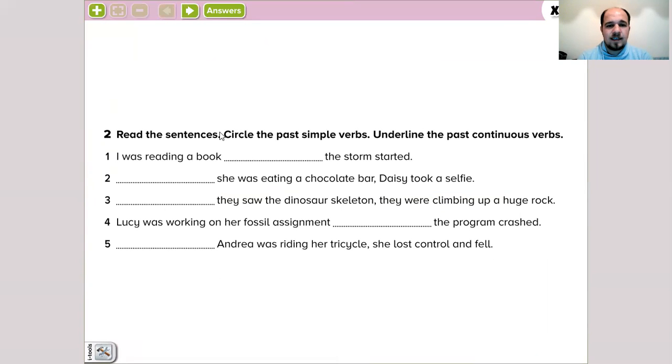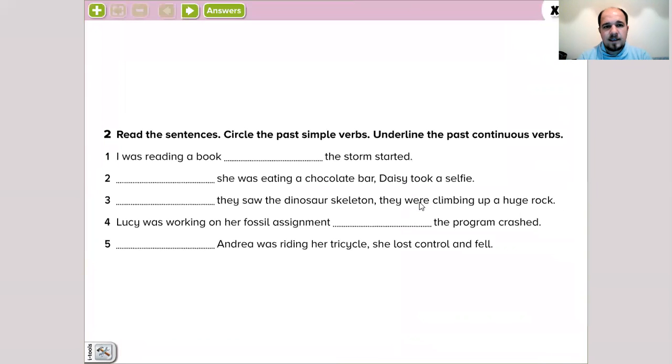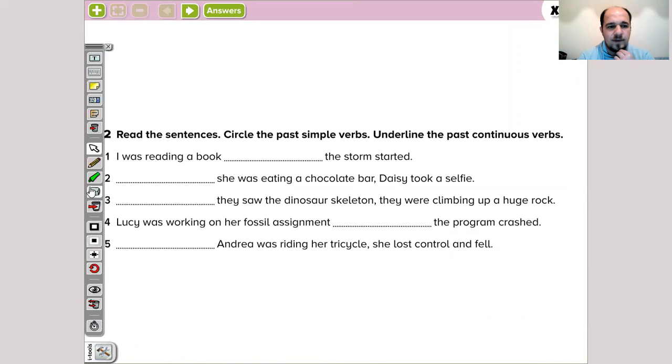Here we go. Read the sentences, circle the past simple verbs, and underline the past continuous verbs. Read the sentences. How are we going to do? Let me see them again. Yes, in the first part, we will circle the past simple verb, underline past continuous verbs. This is a past continuous verb, so we can underline that. Let me underline it for you. Here we go. This is a past continuous verb.